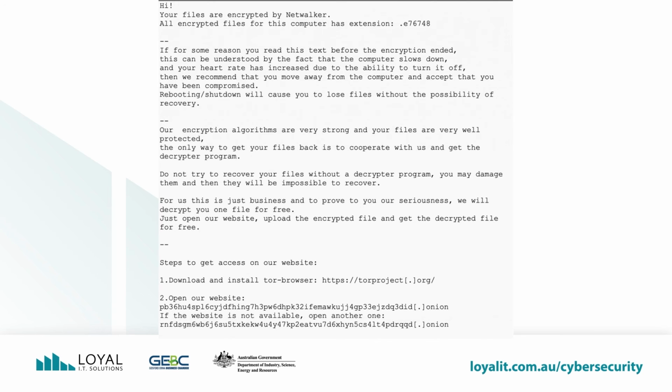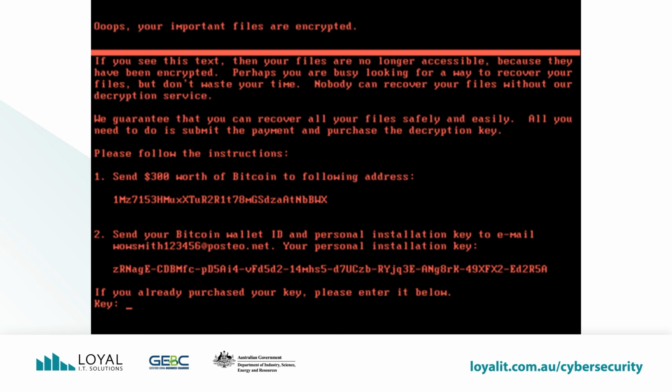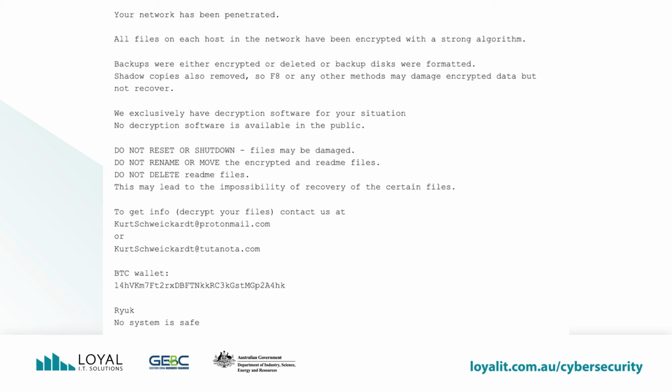Here is Netwalker. The file extension is your unique ID. They tell you to use the Tor browser and their dark website to organize payment. This is NotPetya, which is a variant of the early ransomware product, Petya. You can send Bitcoin, then contact them at their email address with your installation key to receive your decryption key. This is Ryuk. Same thing, send Bitcoin, then email them at their Proton Mail or Tutanota email addresses.